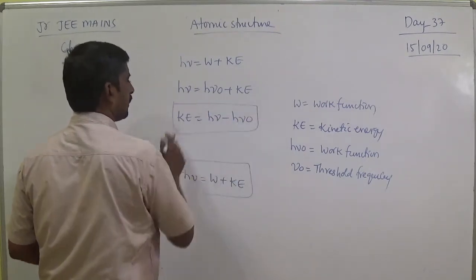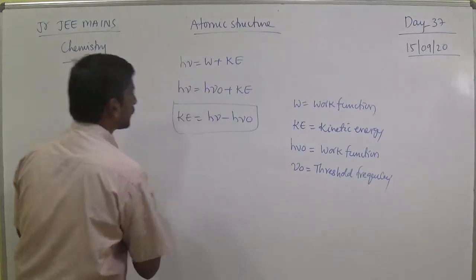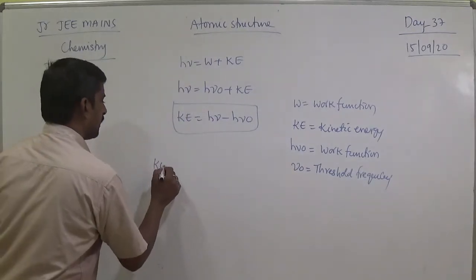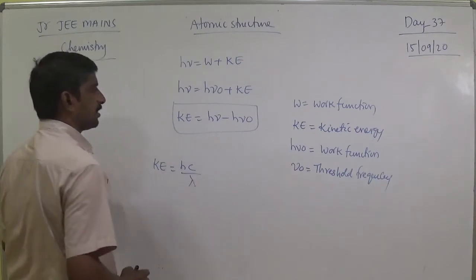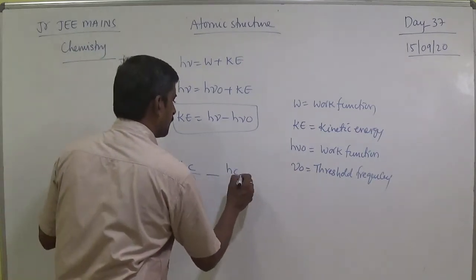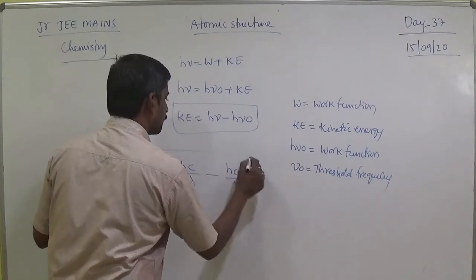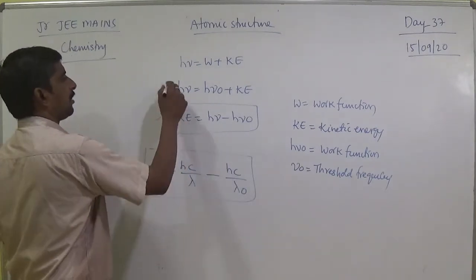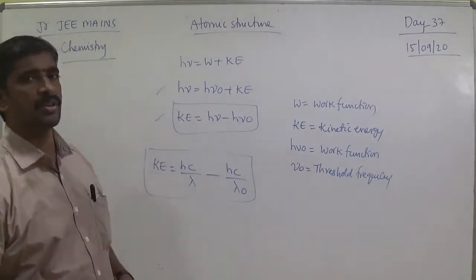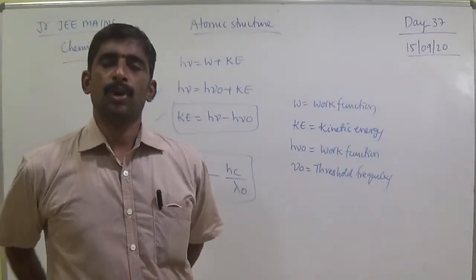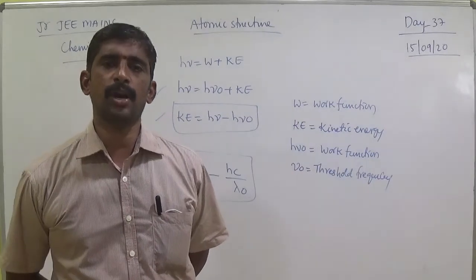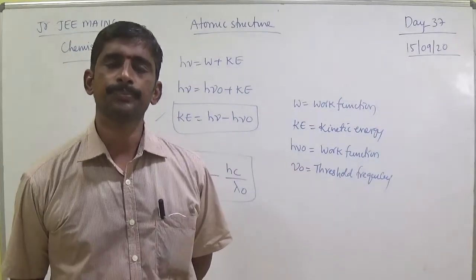So this gives the kinetic energy. Another equation: kinetic energy K equal to hc by lambda minus hc by lambda naught. So these are other forms, and all are okay. W means work function. What is meant by work function or threshold energy? Work function, another name is threshold energy.